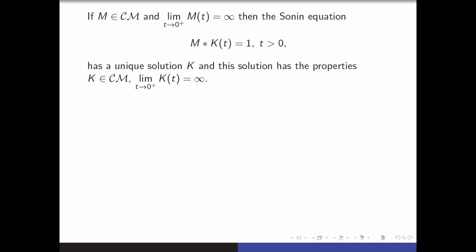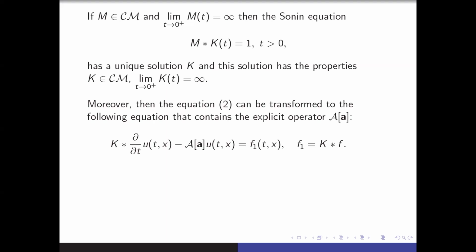Now about the Sonine equations also in this connection. If M is CM and approaches infinity at the 0 point, then the Sonine equation has a unique solution. It also has the same properties: K is CM and the limit is infinity. Then if we have such a case of M that we can introduce this K also, then equation 2 can be transformed to such a form, which is maybe better known in mathematical papers.